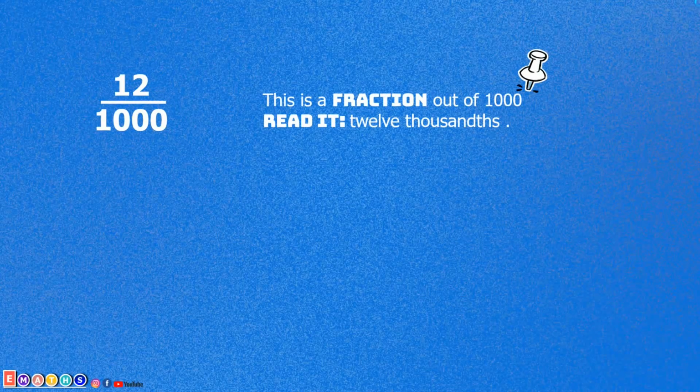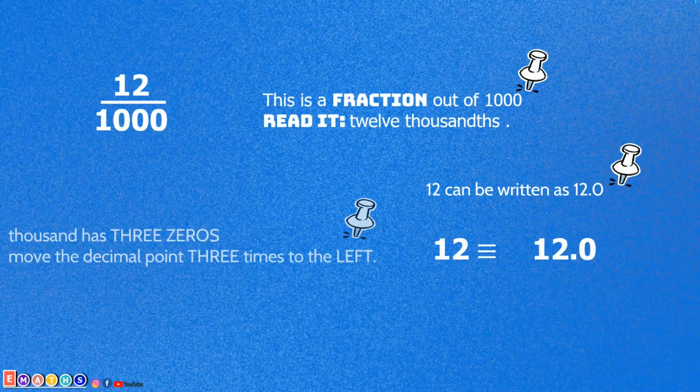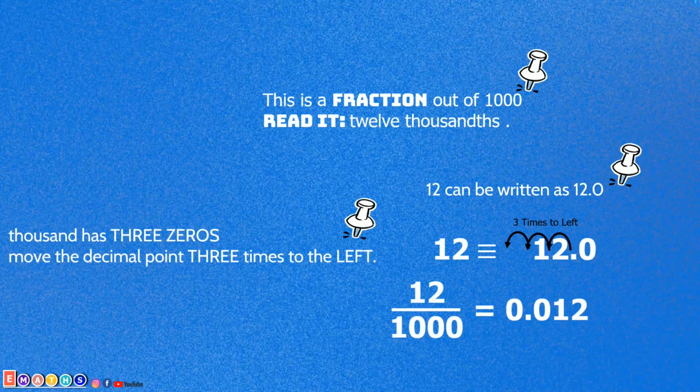This is a fraction out of 1,000. We read it 12 thousandths. 12 can be written as 12.0. 1,000 has 3 zeros. So we move the decimal point 3 times to the left. Fraction 12 thousandths equals 0.012.